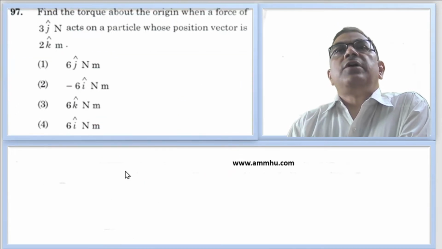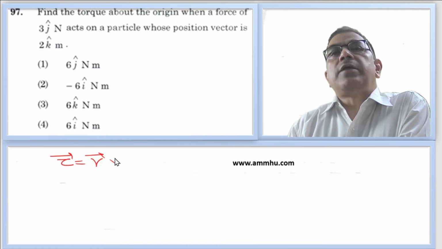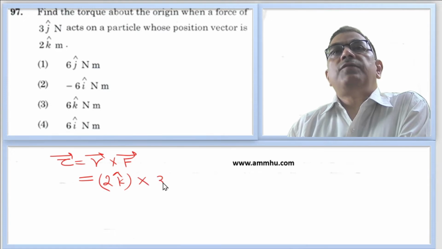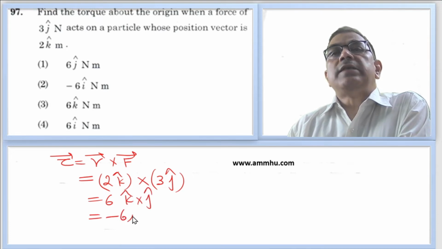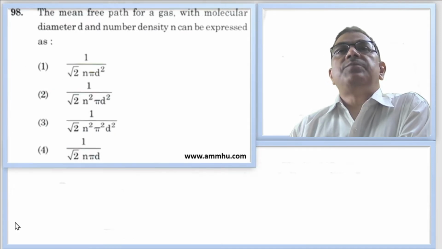Now over here, we have been asked to find the torque, and the torque is given by the expression R cross F. And over here, R is equal to 2K cap, and the value of F is 3J cap. So this is equal to 6 K cap cross J cap, and this is equal to minus 6 I cap Newton meter, which has to be the answer. So the second option is correct. Now let's come to the next question.